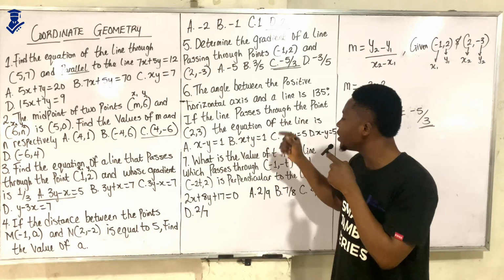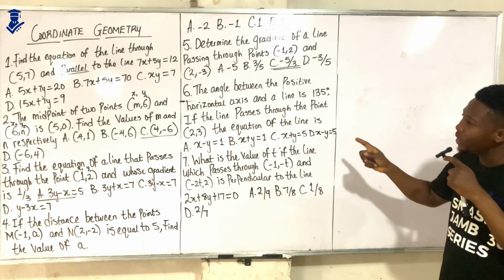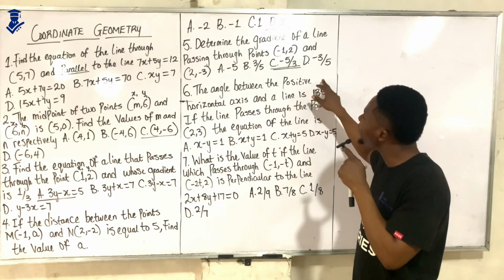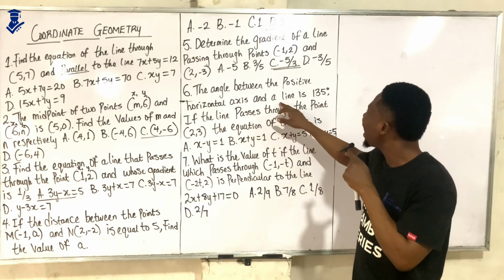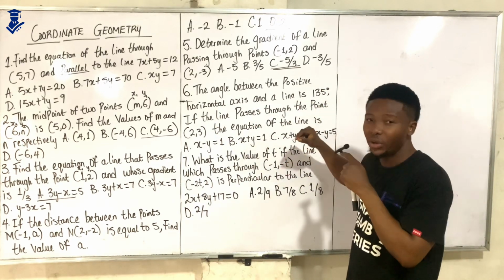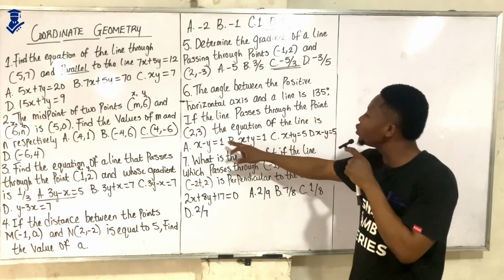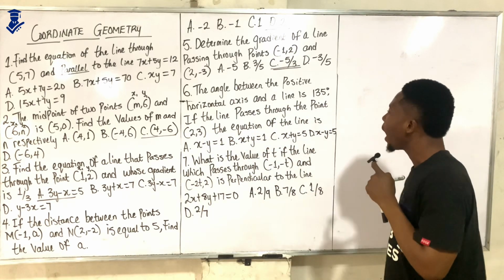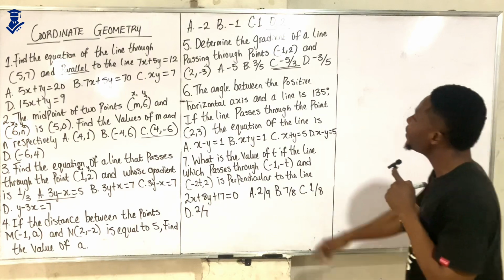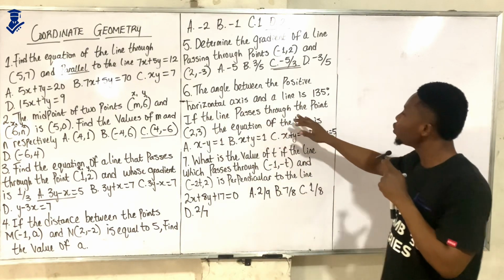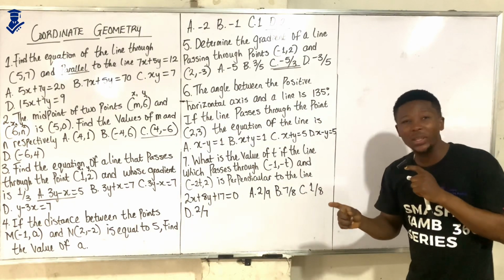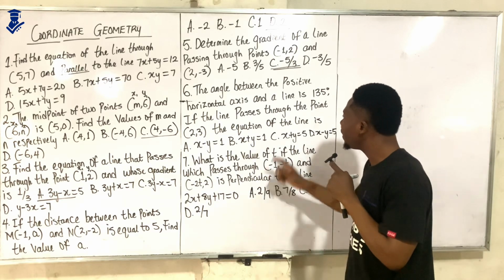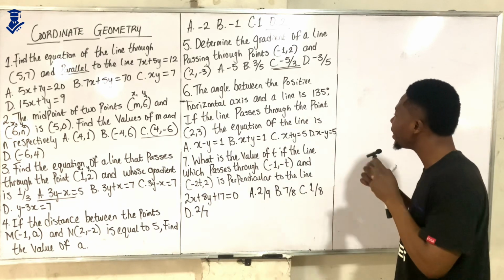Now let's move on to solving the next question. The next question says: the angle between the positive horizontal axis and a line is 135 degrees. If the line passes through the point 2, 3, the equation of the line is, now how do we solve this question? We are given that the angle between the positive horizontal axis and the line is 135 degrees. If the line passes through the point 2, 3, find the equation of the line.